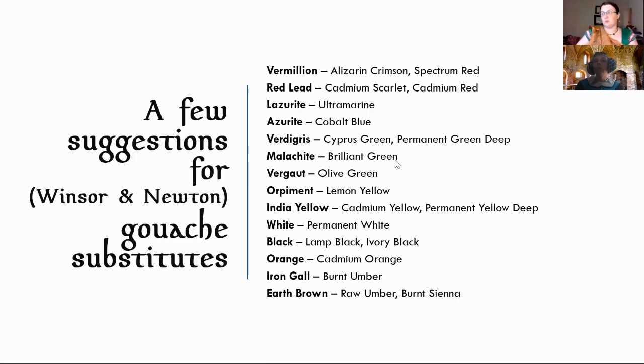Malachite, I would go for brilliant green. Vergaut is an olive green. Orpiment, their lemon yellow is a really good color. India yellow, cadmium yellow, or permanent yellow deep. White, go for the permanent white.